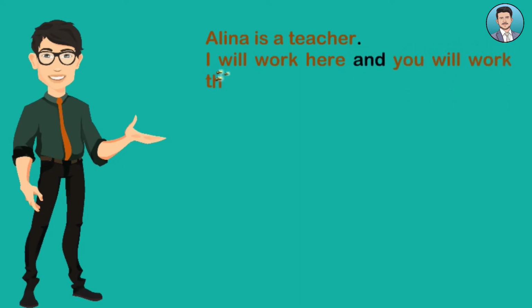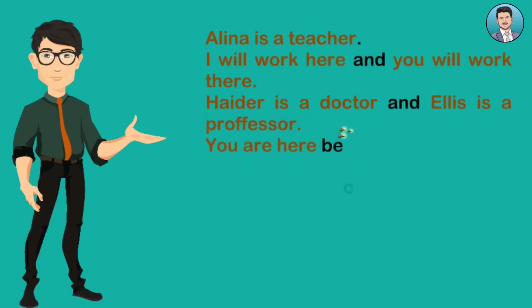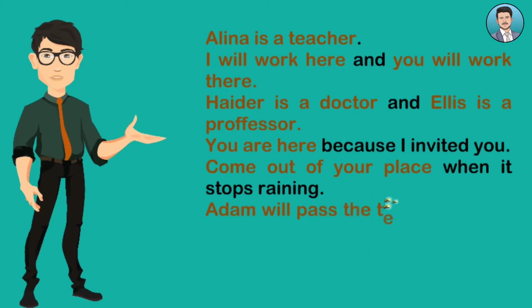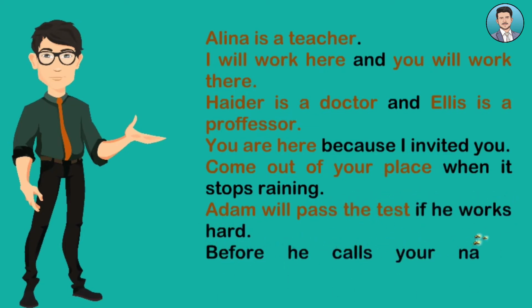Alright, so here we have: Alina is a teacher. Now in this sentence, Alina is the subject and is a teacher is the predicate. So there is only one clause in the sentence. And since there is only one clause in the sentence, it is a main clause. Now keep this in your mind: whenever you have a sentence with only one clause, that particular clause will always be a main clause.